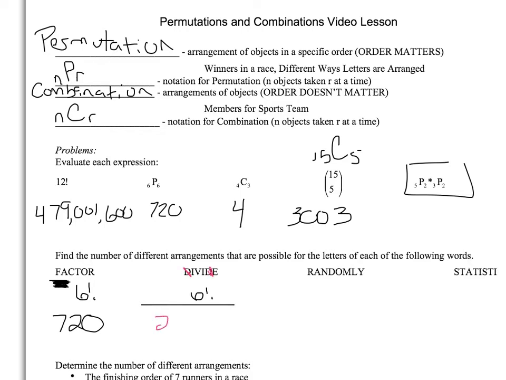So I need to divide by a 2 factorial since I have 2 D's. I also see I have 2 I's, so I need to divide by another 2 factorial. There is a multiplication sign in between. When you type this in your calculator, you have to use parentheses in that denominator.